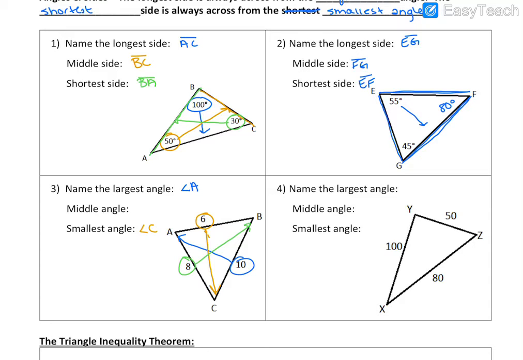Go ahead and try number 4. So hit pause, try number 4, then you can hit play to check your answer. So the largest angle is going to be angle Z. The middle angle will be angle Y. And the smallest angle will be angle X.